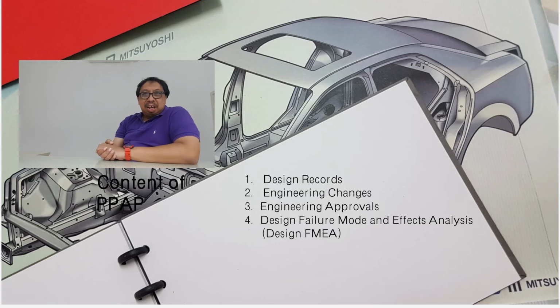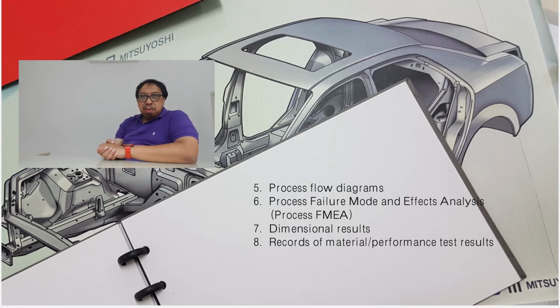Number 1 is design records. Number 2, engineering changes. 3, engineering approvals. 4, design failure mode and effects analysis, or design FMEA. 5, process flow diagrams. 6, process failure mode and effects analysis, or process FMEA. 7, dimensional results. 8, records of material and performance test results.